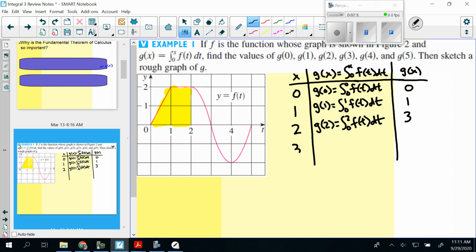All right, let's keep going. So now what's g of 3 going to be? Well, that's the area from 0 to 3 of f of t dt. All right, so now we are including even more area in here. We're going all the way to 3. Now here we do have this one we can't find with geometry anymore. We've got to do a little bit of estimating maybe of what that would be.